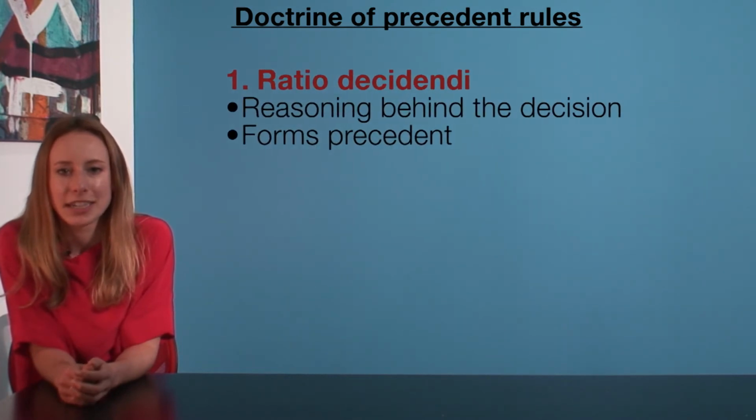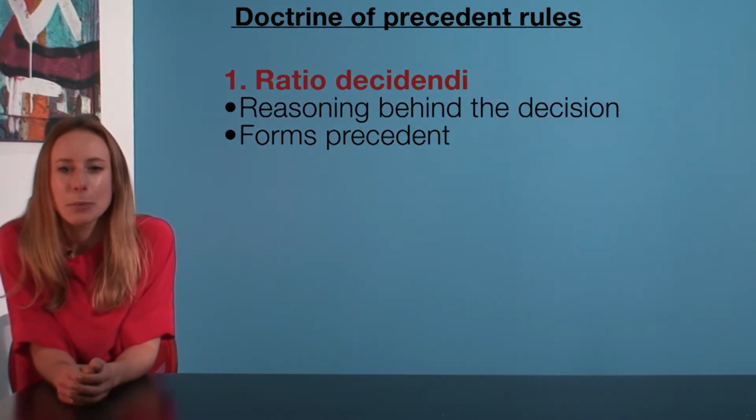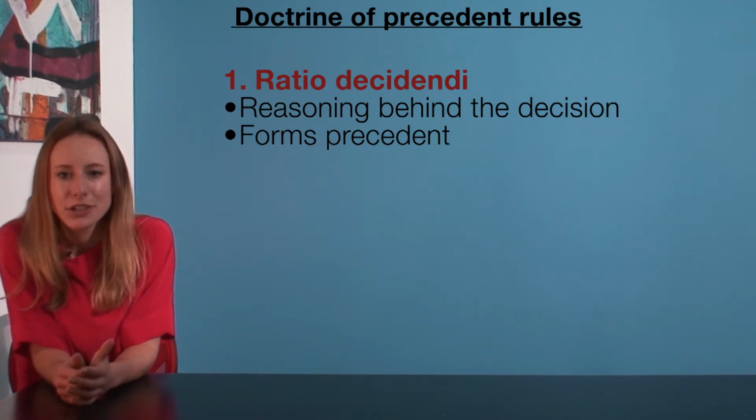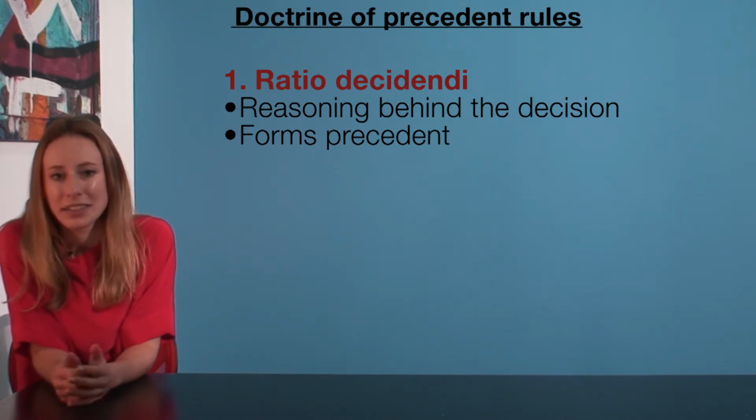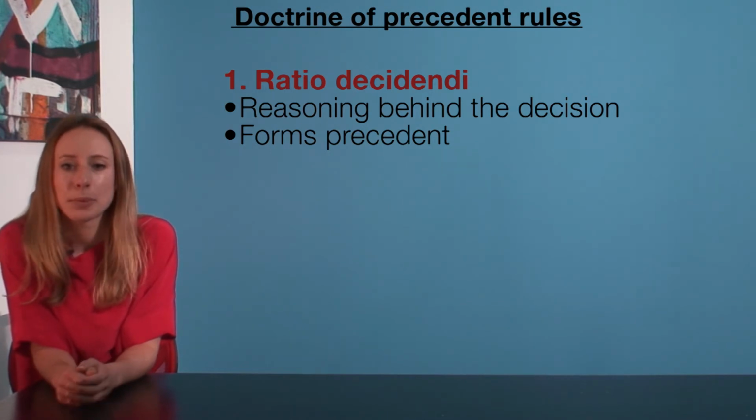First, the ratio decidendi. This is a legal principle which translates to the reasoning behind the decision. The judge's ratio decidendi, the reasons for their decision, is what forms precedent. Not the sanction, not the remedy, nothing but the ratio decidendi.